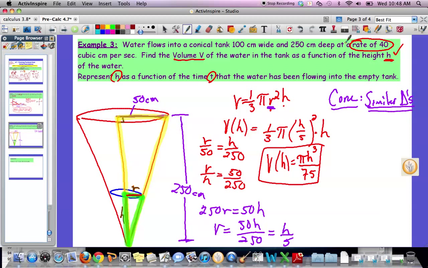We can kind of visualize that this water is not being dumped in there very fast, right? Not a real fast rate. Okay? So, we want to know what's the height of the water as a function of time. This is tough, you guys. This part, second part of this problem is tough.